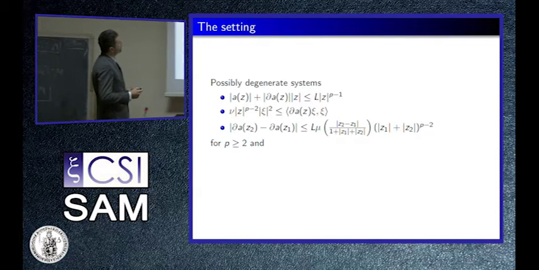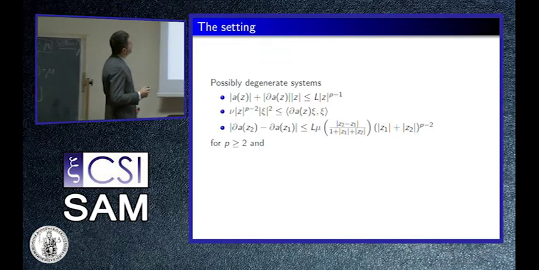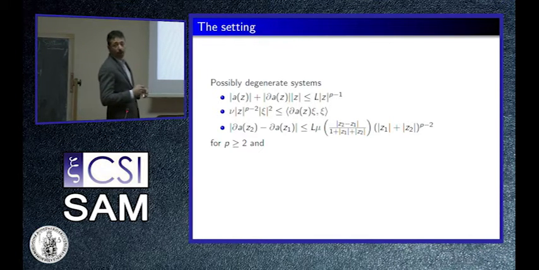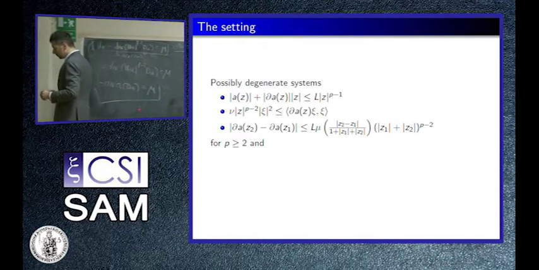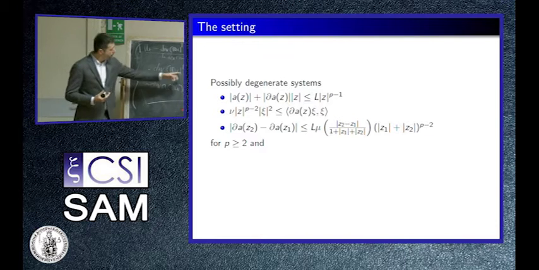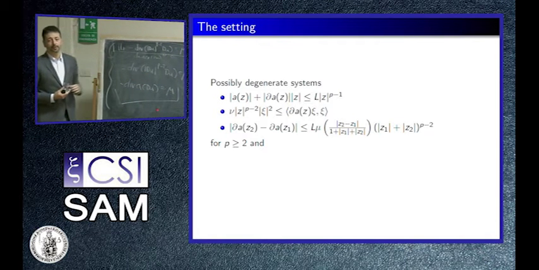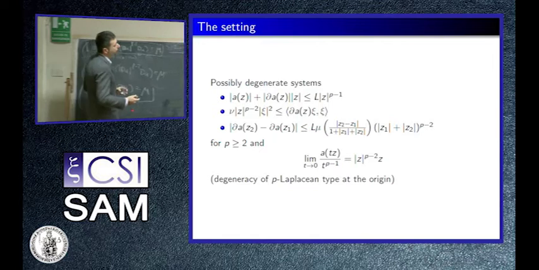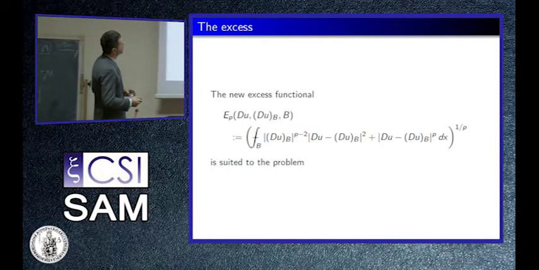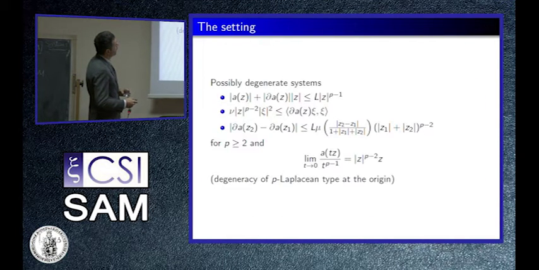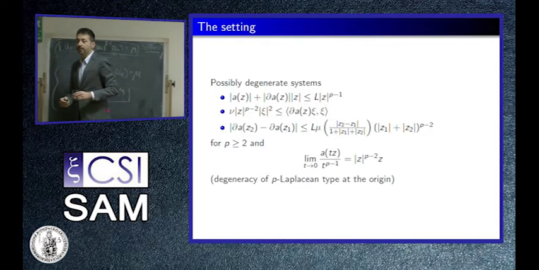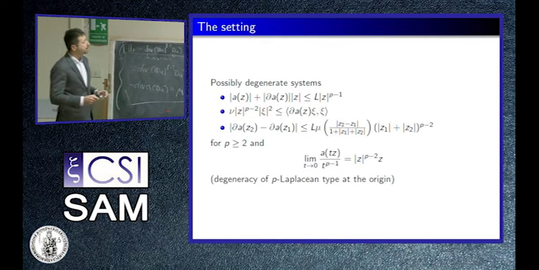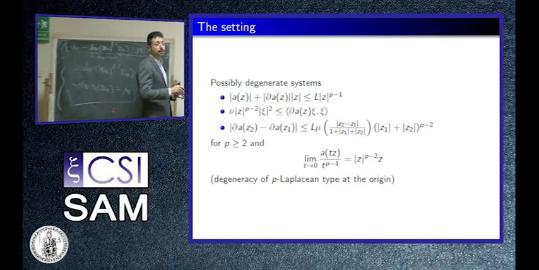Okay, what happens in the possibly degenerate case? We reproduce the same assumptions as before, nothing different, but now we take into account vector fields which are modeled on the P-Laplacian vector field. And in addition, we have to prescribe a degeneracy that I first encountered in a paper by Giuseppe Mingione many years ago. This tells you that we have a degenerate system, but it degenerates at the origin like the P-Laplacian operator.